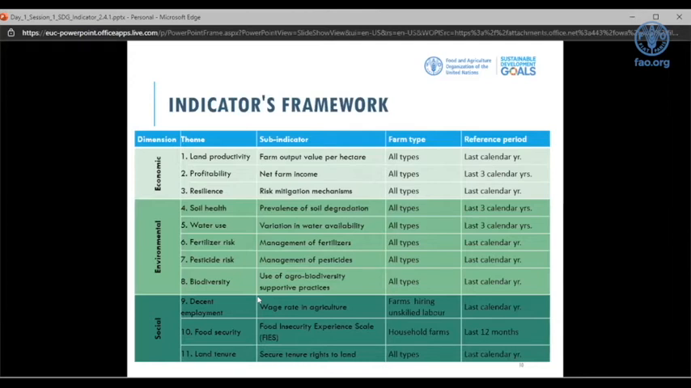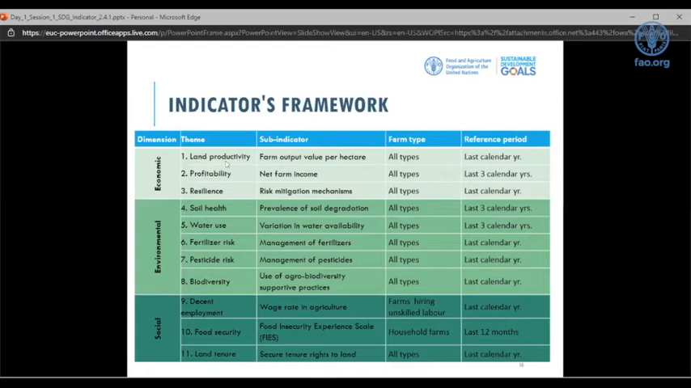Now, as mentioned earlier, the indicator is multidimensional. This slide presents a table or a matrix that includes everything that we need to know about SDG 2.4.1. Towards the extreme left, as you can see, the indicator cuts across the three dimensions of sustainability: economic, environmental, and social. Within each dimension, we have themes. For instance, you can see within the economic dimension, we have three themes, land productivity, profitability, and resilience, and corresponding three sub-indicators to measure progress within those themes.